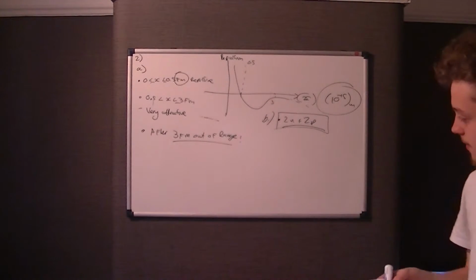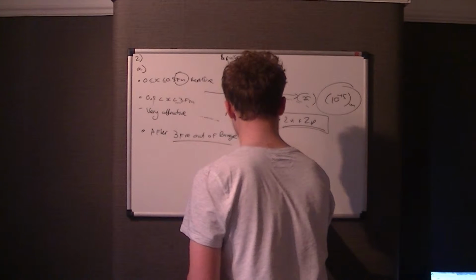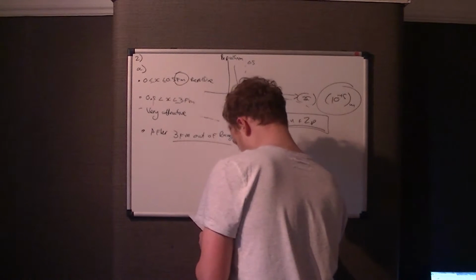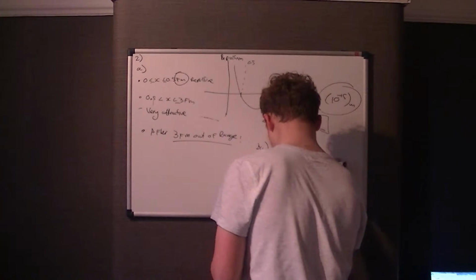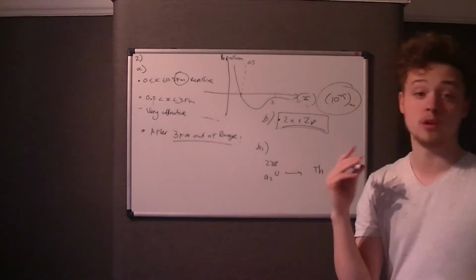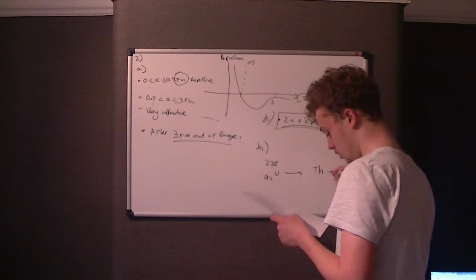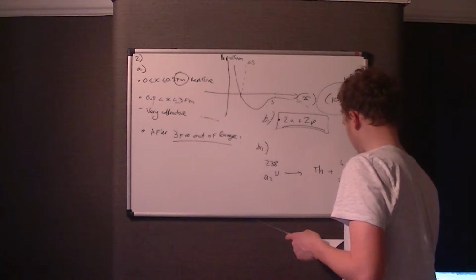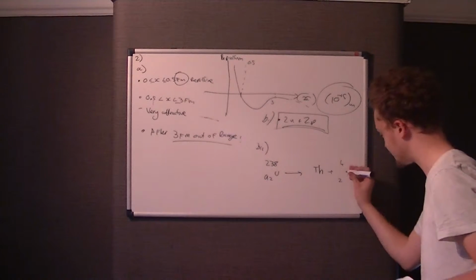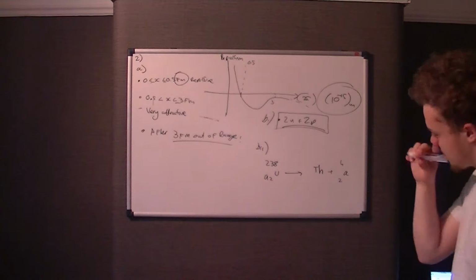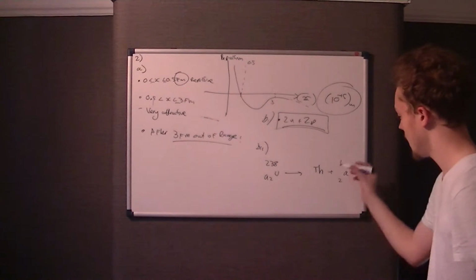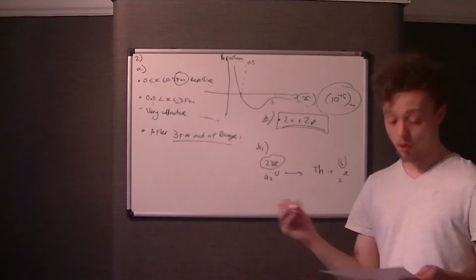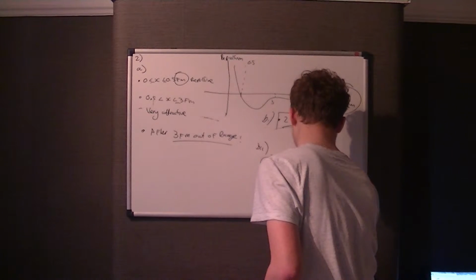The next bit, 2b part 2, it's given us the start of an equation. Uranium-238, 92, decays into thorium, but we're not told what the nucleon and proton numbers are. We are told it decays by emission of an alpha particle, and you know that's got a nucleon number of 4 and a proton number of 2. The numbers have to balance, so it's very easy. On this side we've got 4, and on the other side we've got a nucleon number of 238, so thorium must have a nucleon number of 234.